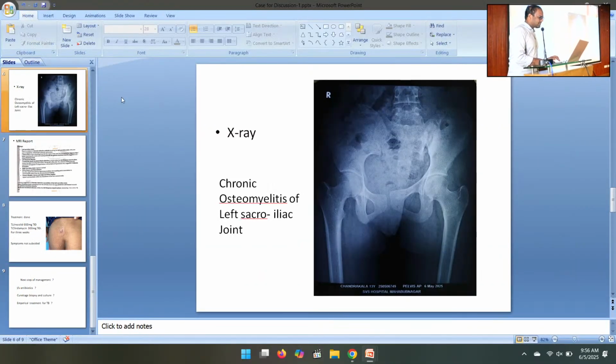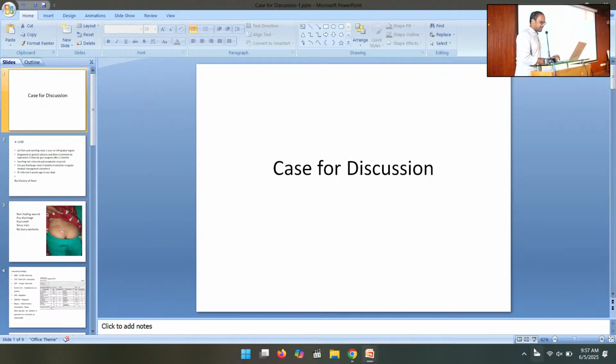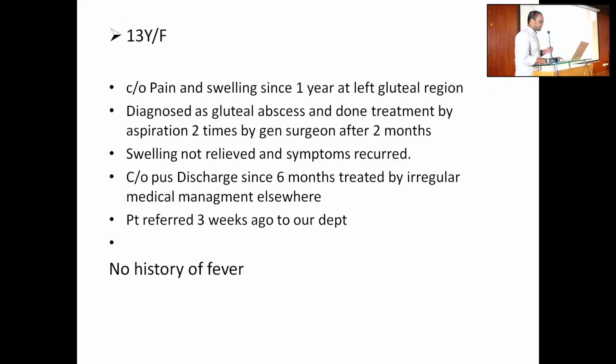Good morning, sir. The case for discussion: SI joint infection. A 13-year-old female came to the OP, sir, with complaints of pain and swelling for 1 year in the left gluteal region. Diagnosed as gluteal abscess and treated by aspiration by a general surgeon. Swelling not relieved and symptoms recurred again. Complaints of pus discharge for 6 months. Treated by regular medical management elsewhere. Patient referred to our department 3 weeks ago, sir.